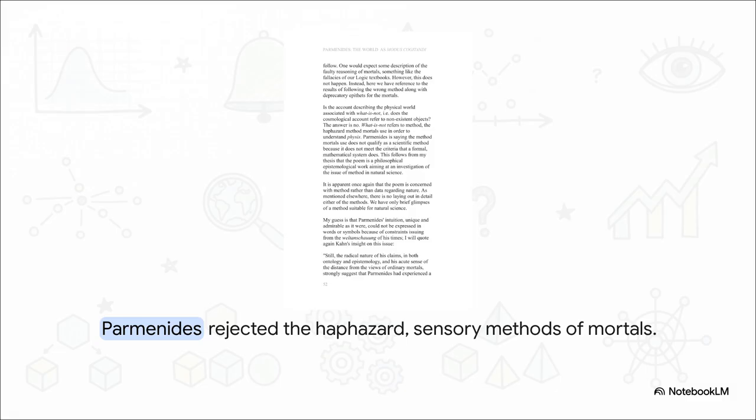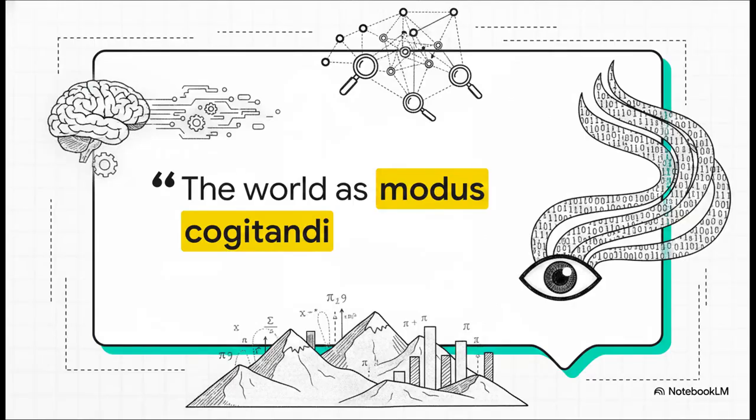Mortals rely on natural language and raw observation, which just leads to endless contradictions. Parmenides argued for a formal, logical method, a what is, that was perfectly abstract and mathematically rigorous. The guy was literally anticipating the scientific method and statistical analysis millennia before they even existed. Ultimately, what we're looking at here is that statistical methodology isn't just some chore you have to do at the end of an experiment. It is a formal modus cogitandi, a complete, overarching way of thinking.